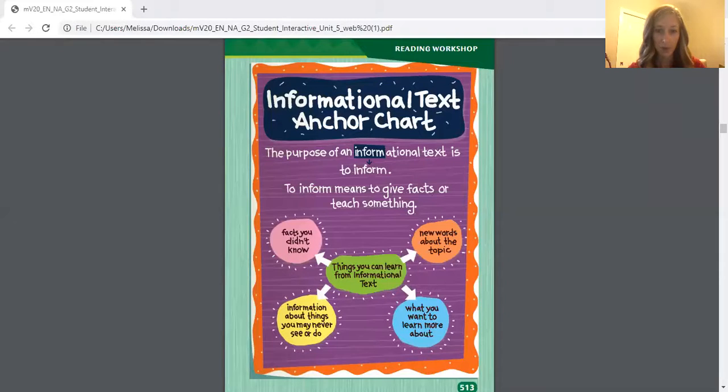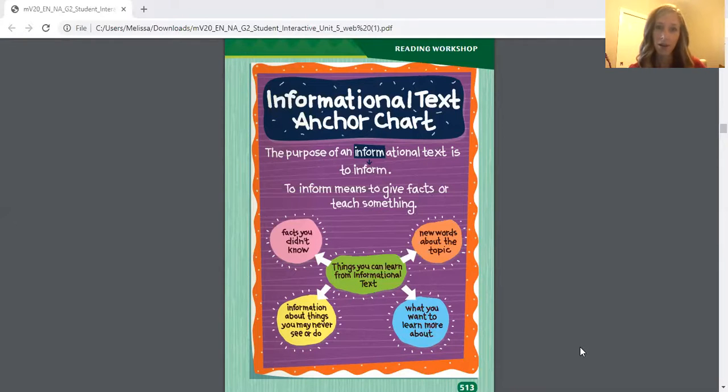Today we are going to get started reading our informational text for the week. Like I mentioned before, you have two texts you'll be reading this week. We'll read one today and one tomorrow. But before we begin, we're going to take a look at this anchor chart. Let's go ahead and turn in our student interactive to page 513.